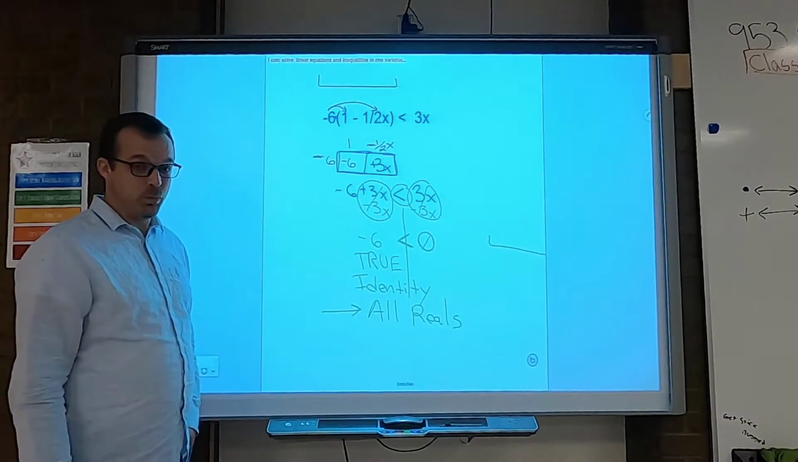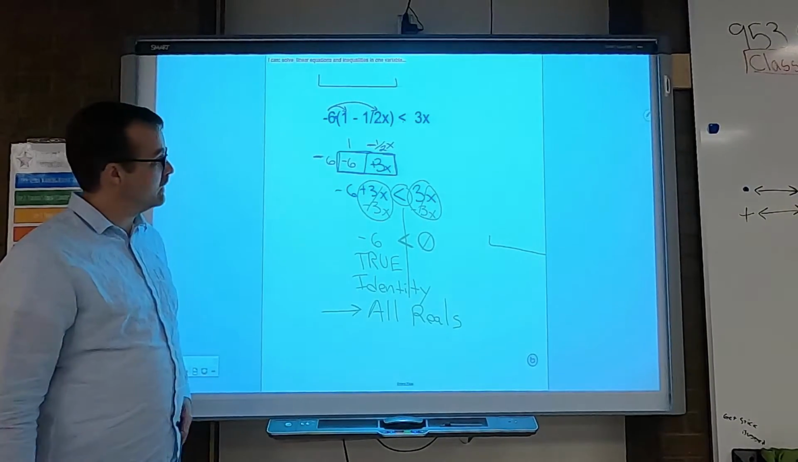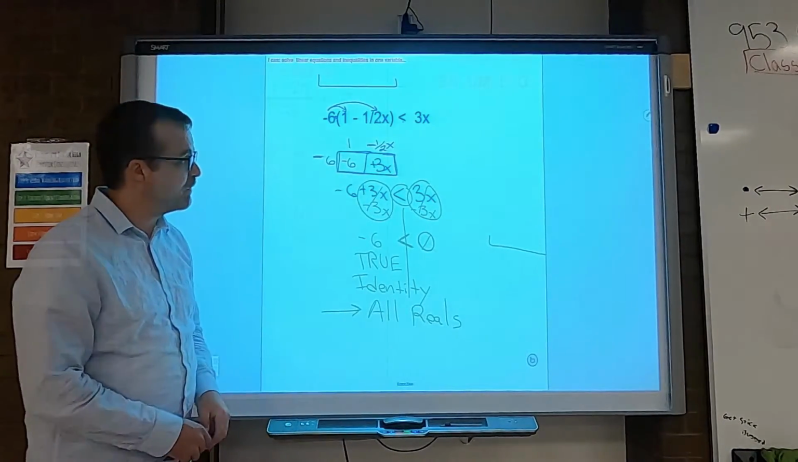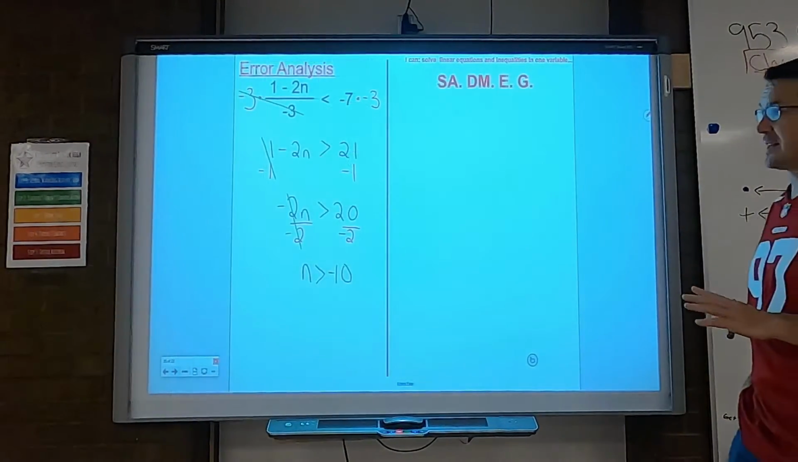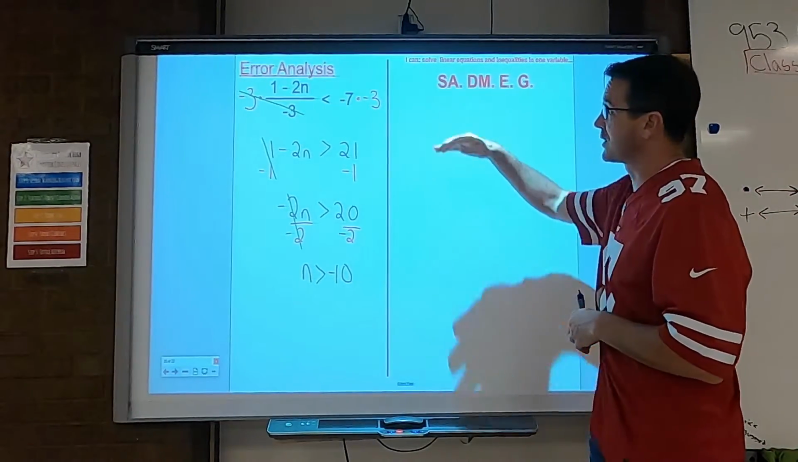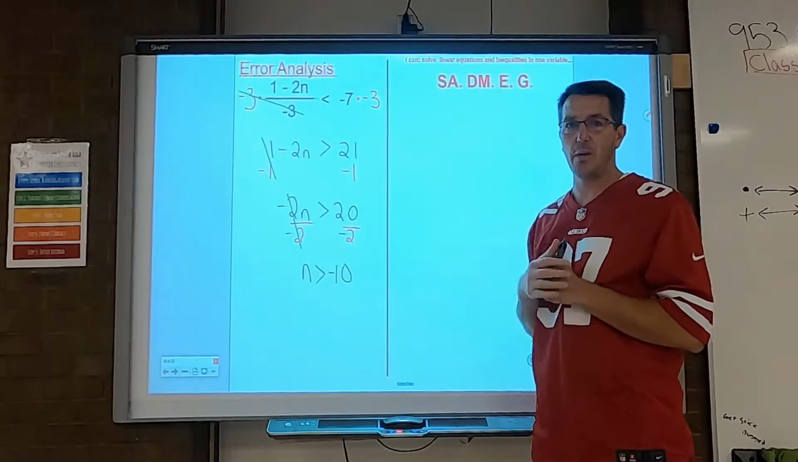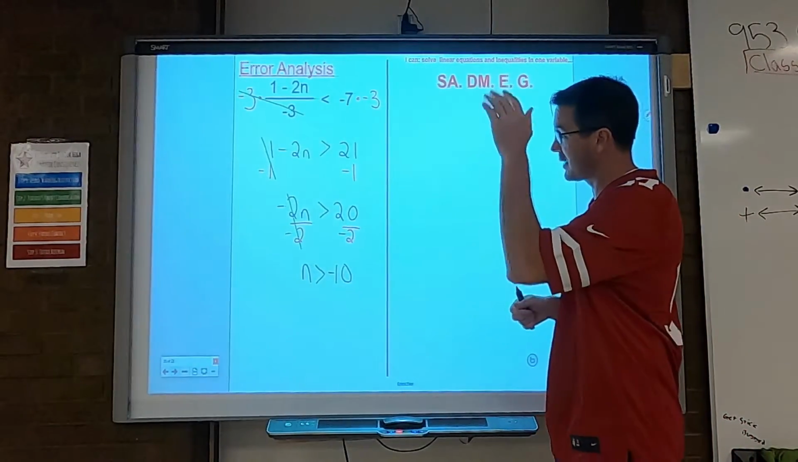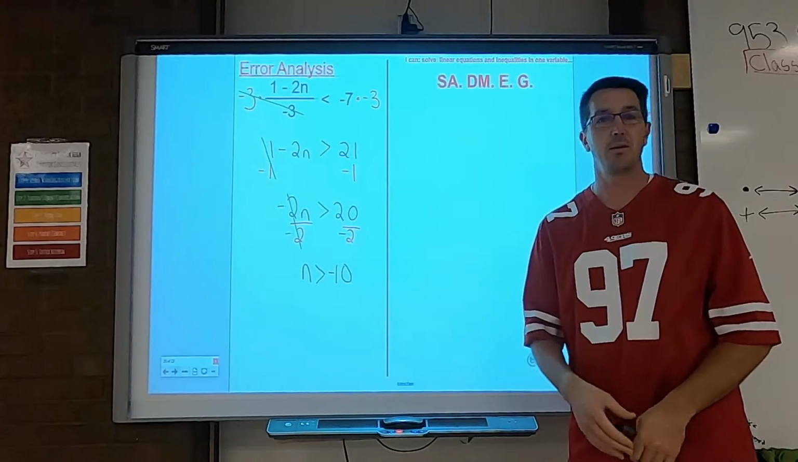No matter what number we choose, think of any number, if you were to substitute it in for x here, this would end up being true. That's every number on the number line. So this says error analysis. And so error analysis is, I want you to pause and go through and see if you can figure out what mistake they made in solving this equation. So quickly hit pause, go through it, and then we'll talk about it.